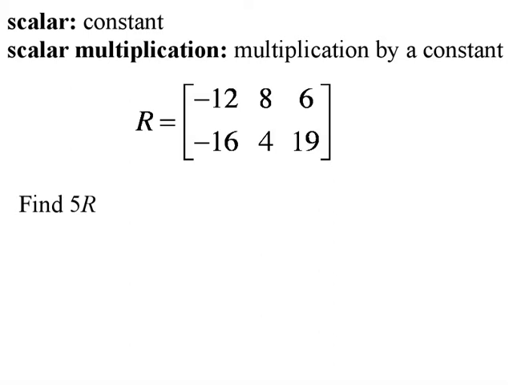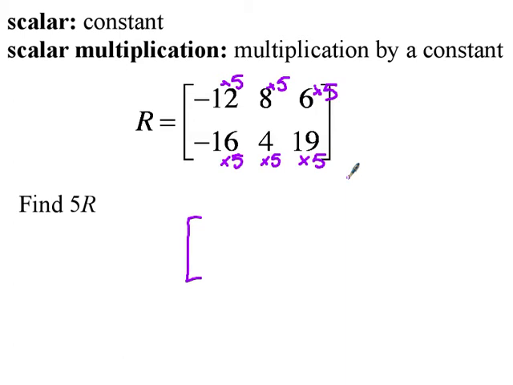So pretty much today, logic has dictated everything we've done. Okay? And logic is still going to dictate this because if I want to find 5R, what do you think I'm going to do? Distribute. I'm going to take 5 times every number. That's it. That's all you do. So I'm going to take negative 12 times 5, 8 times 5, 6 times 5, negative 16 times 5, 4 times 5, and 19 times 5.